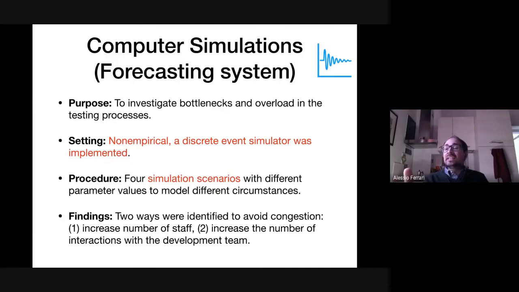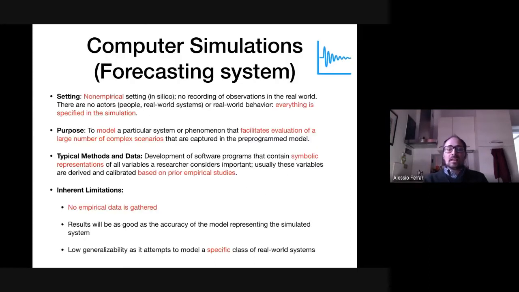But I didn't experiment with real people. I didn't involve people at all. So it is a way of doing estimation without requiring strong people intervention. The setting is non-empirical, in silico, because it's in a computer, and everything is specified in the simulation. The fact that I'm using a model, so I'm basically representing variables and relationships in an artificial simplified model, allows me to evaluate many scenarios, which cannot be tested within the same time frame and effort in reality.